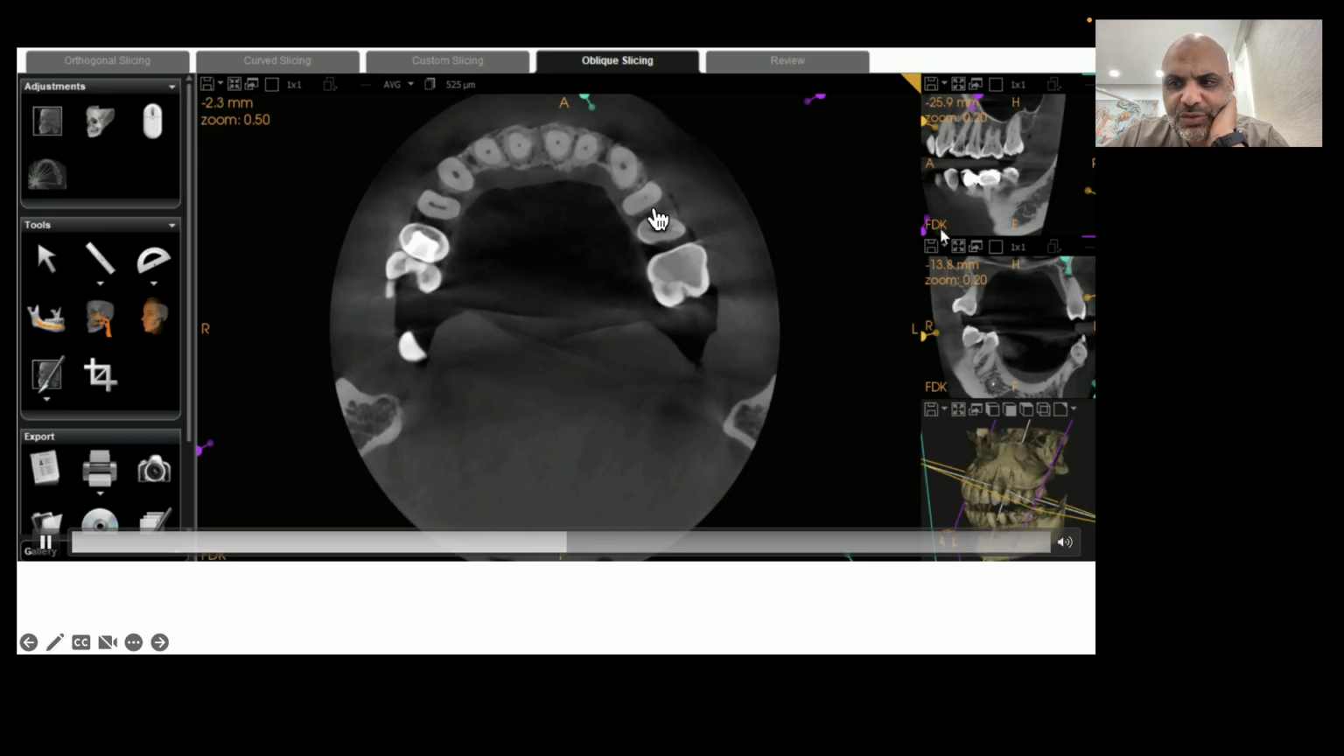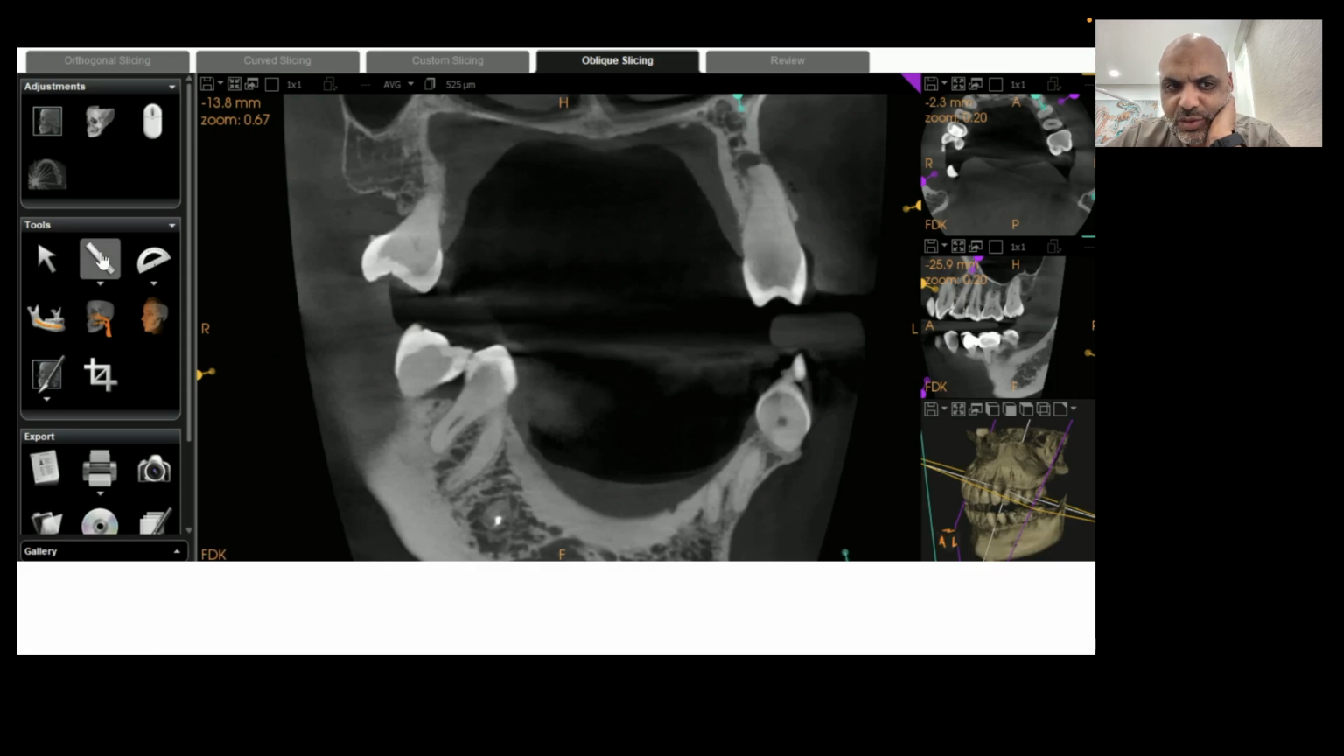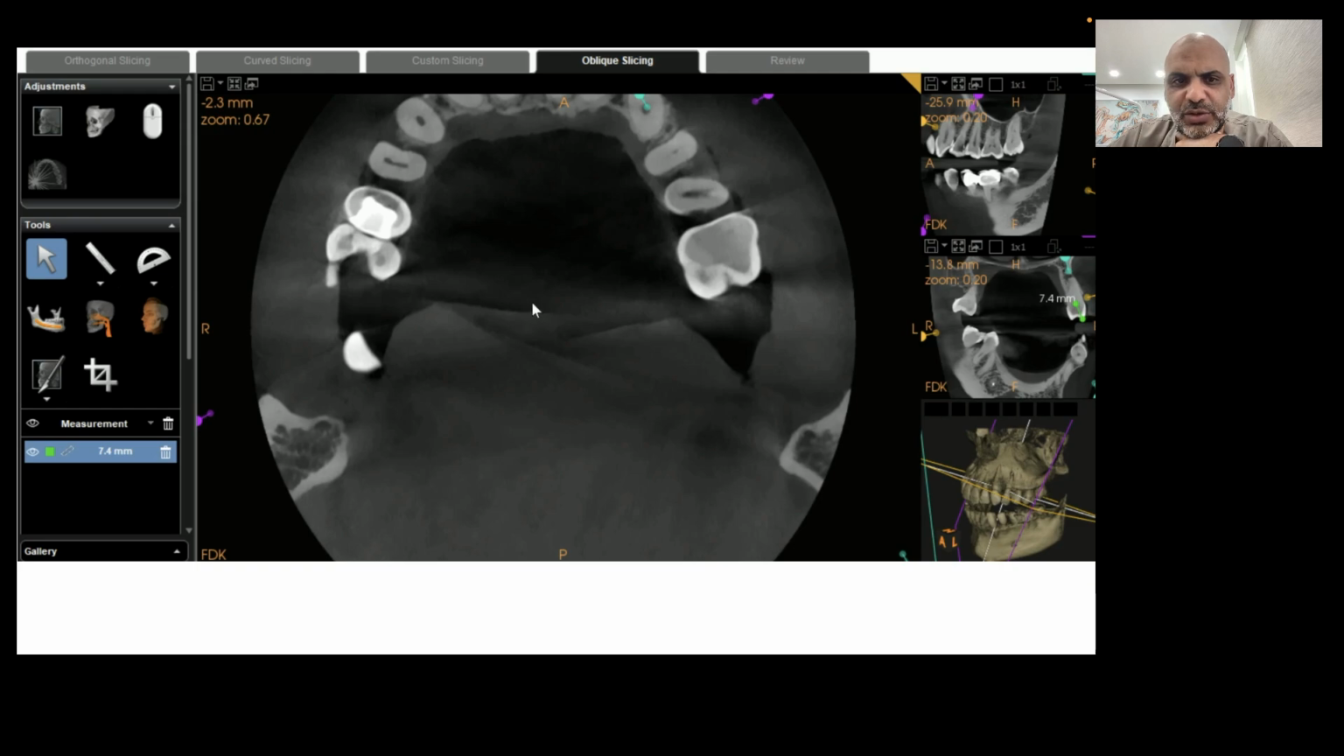So how deep we have to drill to find out the canal? In this case, we can align our lines and decide the point, and then go to the ruler, detect the measurements, and measure how deep we have to go. So we have to go between 7 and 8 millimeter until we expect to find the canal.